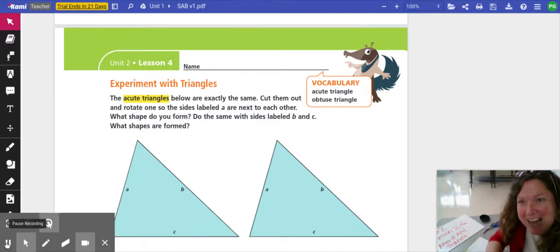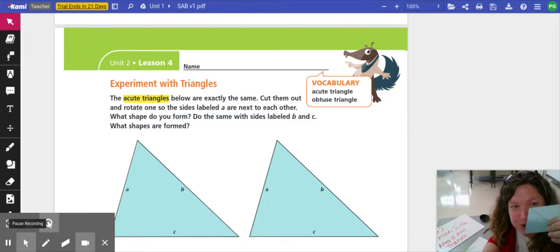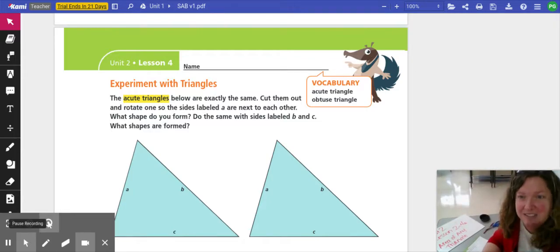All right, you're back. I hope you noticed something. I hope you noticed that no matter which letters you matched up, you always made a parallelogram. Putting those two triangles together, no matter whether it was an acute triangle or the obtuse triangles, when you matched up the similar sides, the same sides that were the same length, it made a parallelogram.